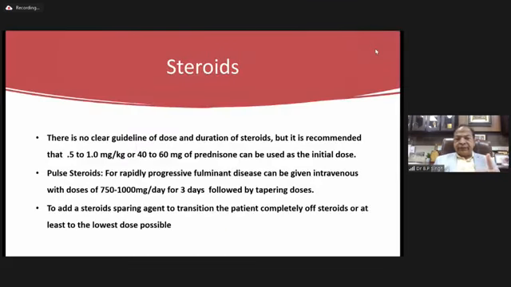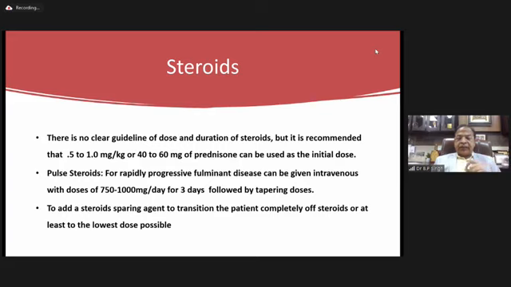Now coming to the drugs, especially steroid, there is no clear guideline for the dose and duration of steroid, but it is recommended 0.5 to 1 milligram per kg, or 40 to 60 milligram prednisolone can be used as the initial dose. It can be continued for 4 weeks, and depending upon the response, you can taper down slowly in 6 to 12 months. Pulse steroids for rapidly progressive pulmonary disease can be given IV with doses of 750 to 1000 milligram per day for 3 days, followed by the tapering doses, as already mentioned.